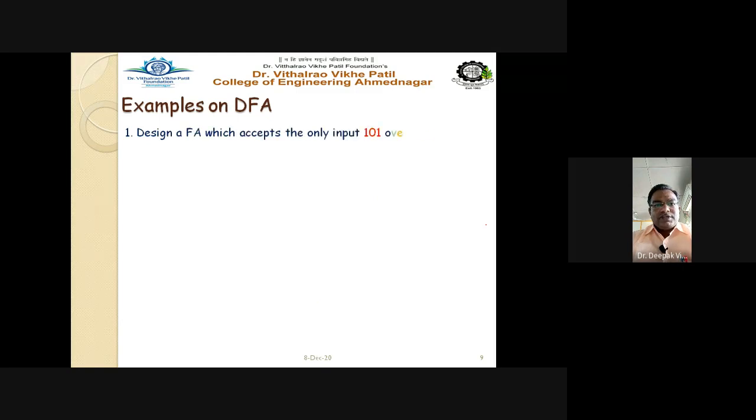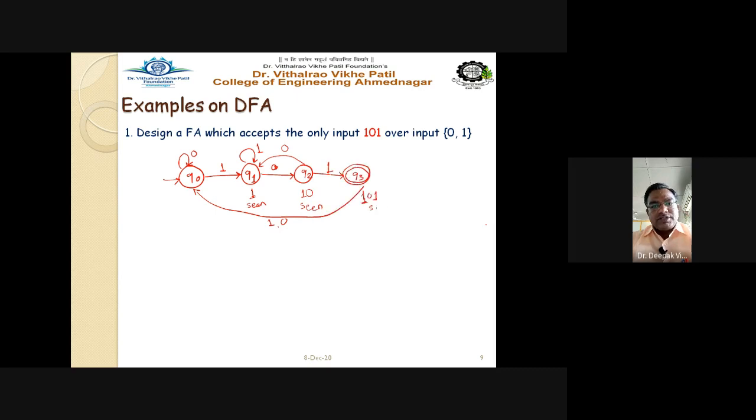Okay, we'll see some examples on DFA. There are examples which bring more clarity on how to draw the DFA and how to draw the transition graph. So see here: design a finite automata which accepts only the input 101 over the input alphabet 0, 1. So the question is that you have to draw the finite automata, that is definitely a deterministic finite automata, that accepts the input string 101 over the input symbols 0, 1.